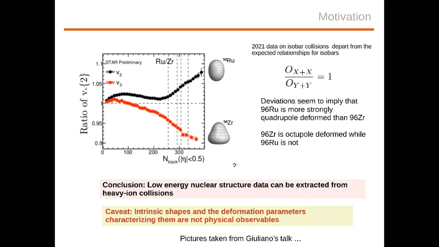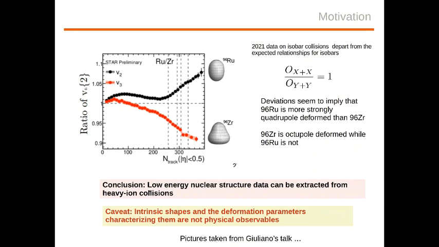And there are really very big deviations from this ratio equal to 1 in the experimental data. And those deviations imply that, for instance, these experiments are performed for ruthenium-96 and the isobar zirconium-96. The experimental data indicates that ruthenium-96 is strongly quadrupole deformed, and zirconium-96 is octupole deformed. So the trivial conclusion, as probably you have heard many times in this program, is that low energy nuclear structure data can be extracted from heavy ion collisions, right?